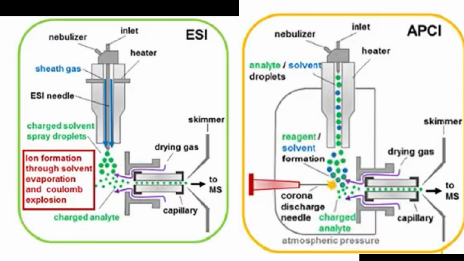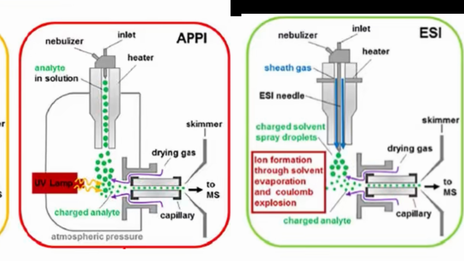The most common API techniques are atmospheric pressure chemical ionization, electrospray ionization, and atmospheric pressure photoionization. These are examples of soft ionization techniques, meaning they transfer less energy to the molecule during ionization, producing predominantly intact molecular ions rather than extensive fragmentation.